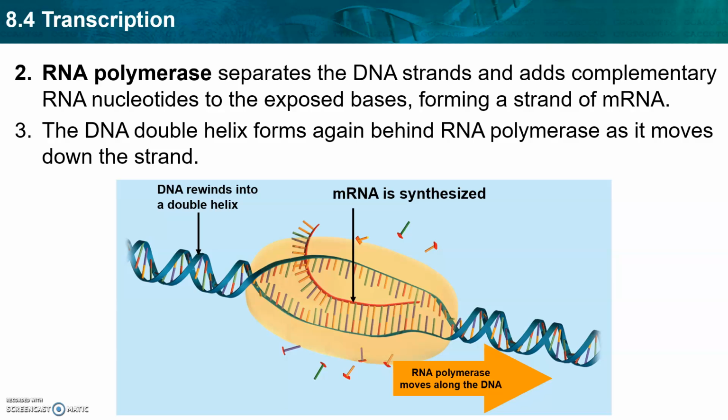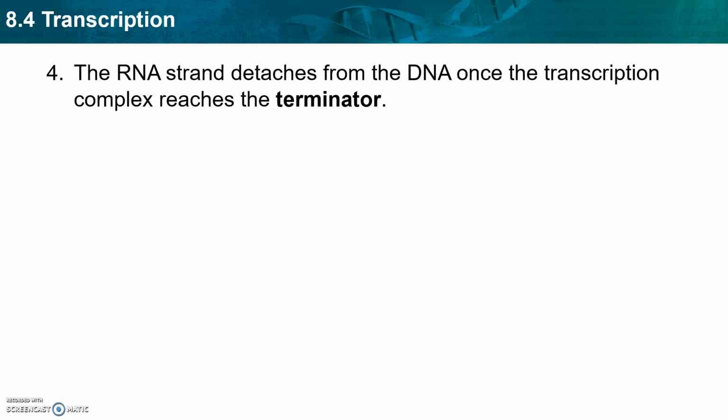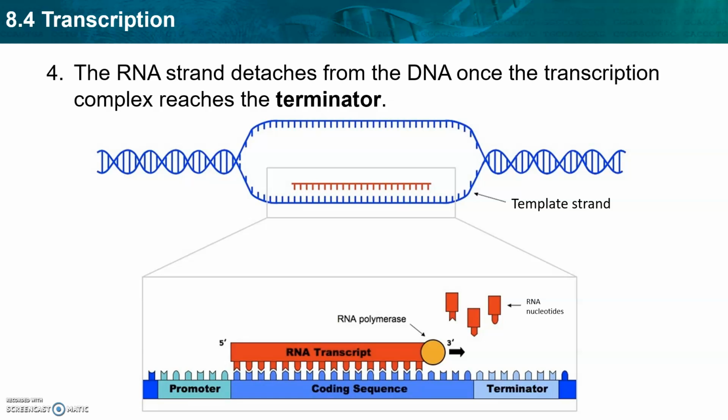Now you'll notice that that DNA double helix is going to form again right behind that RNA polymerase. So as the RNA polymerase is moving, it's moving from left to right in this picture, so in this direction. As that RNA polymerase moves along the strand of DNA, notice that it goes back to its normal double helix shape at the end. And this is going to continue until the RNA polymerase reaches the end of that gene, which again we said was the terminator. So we have a strand of DNA, and when I say gene, I just mean one segment of DNA that's the code for a particular protein.